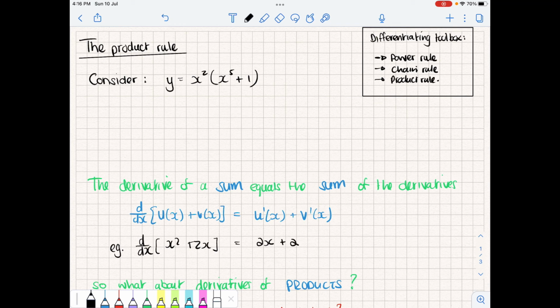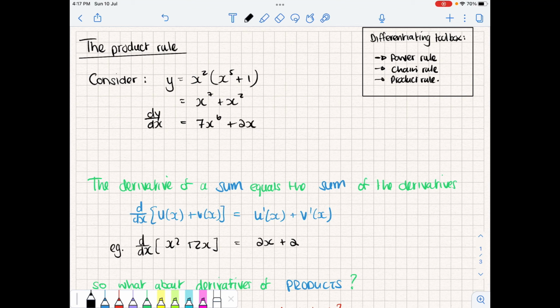Okay, so going back to our first example, what we could do is expand the bracket out, and we could get x to the power of 7 plus x squared, and then we could just differentiate this. So we could say, well, what's dy on dx of this? Using the power rule, we would get 7x to the power of 6 plus 2x.